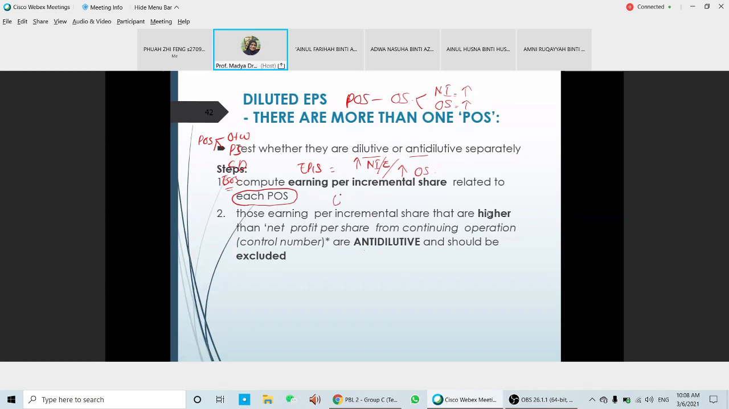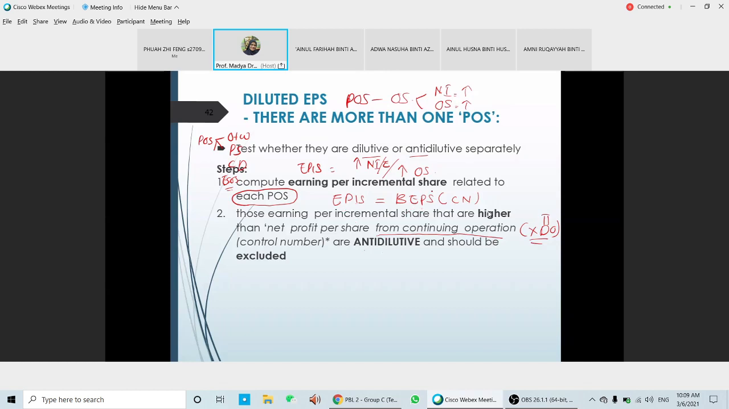You need to compare the EPS with the basic earning per share. The basic earning per share is your control number. Make sure that the basic earning per share is calculated from continuing operations, which means we exclude profit from discontinued operations. So we compare the EPS with the basic earning per share.